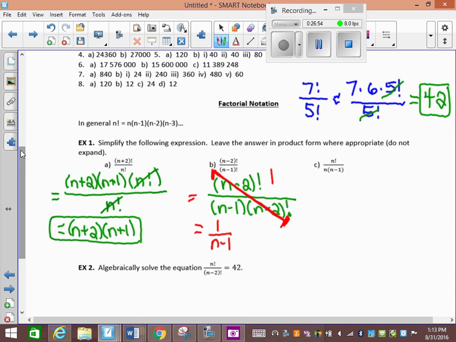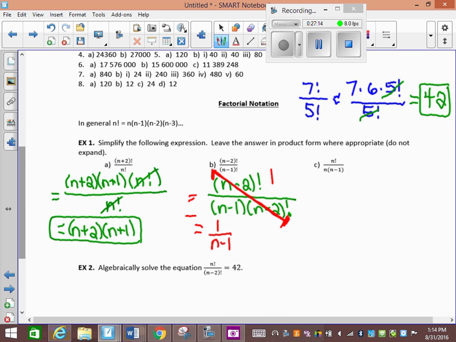What if they cancel off the bottom? Do you have to keep a 1 on the bottom? No. Any number can be written over 1, like 4, you can write as 4 over 1. Why would you ever do that? If you were adding fractions. So you had a quarter plus 4, you write it as 4 over 1 to do common denominators. That's the only time you really write anything over 1.